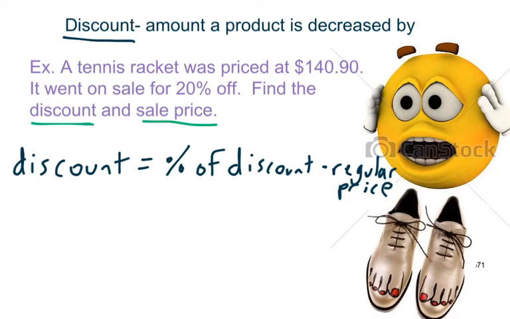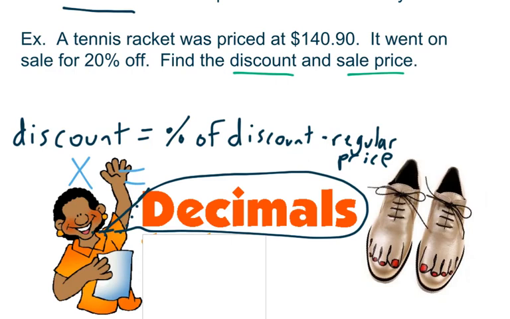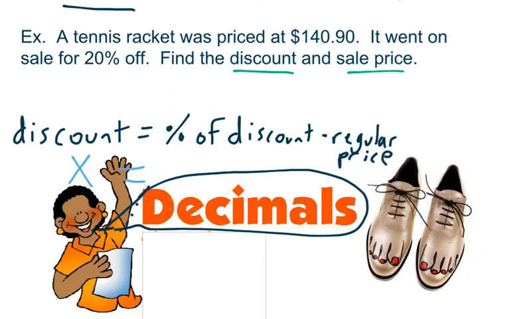So what is our discount? Well, that's what it says to find, so that's our x. So I'll start there. And then the percent of discount. And how do we write percents in equations? That is correct, as a decimal. So let's plug that in. So 20% off, if I move that over 2 spots to the left, becomes 0.2. And then the regular price is what it was priced at. So it was $140.90. So I multiply that by $140.90.